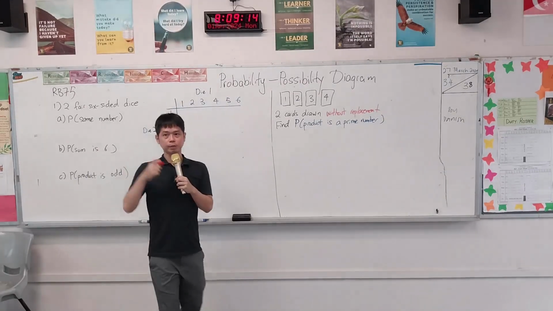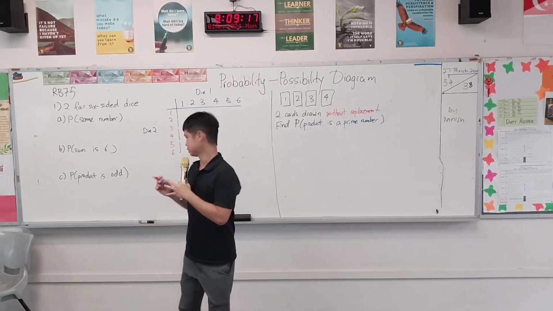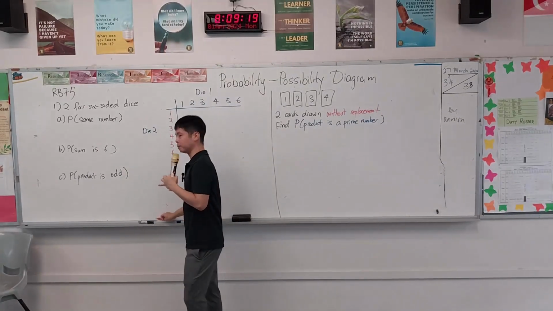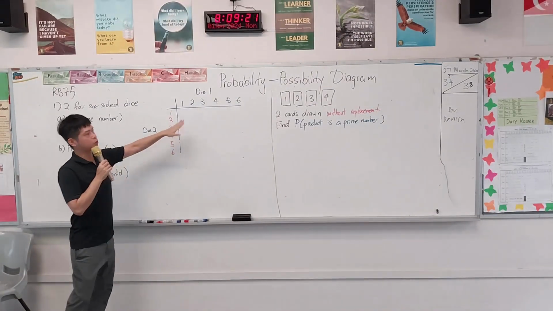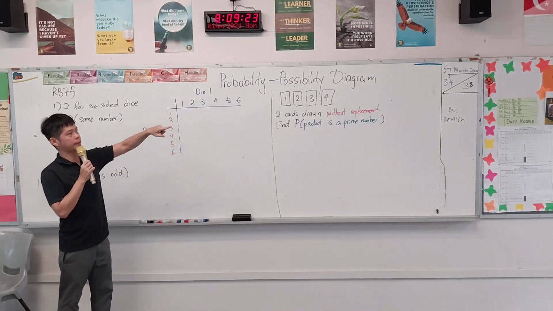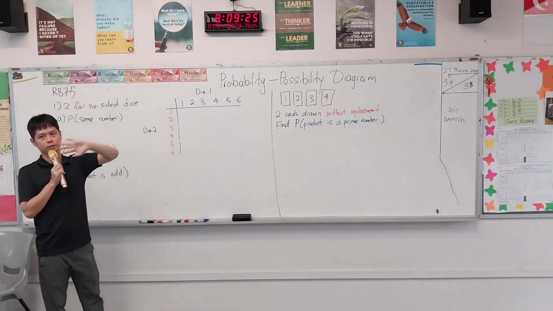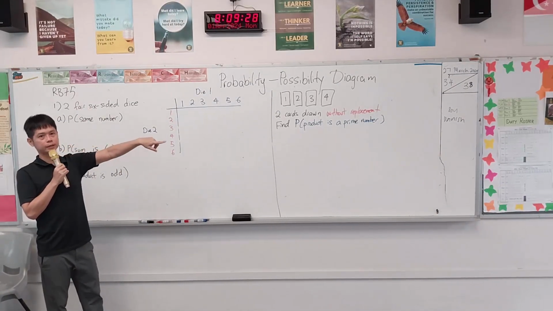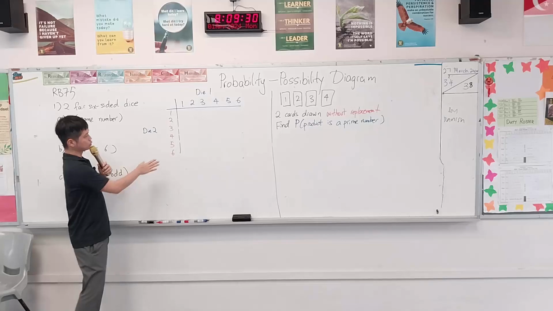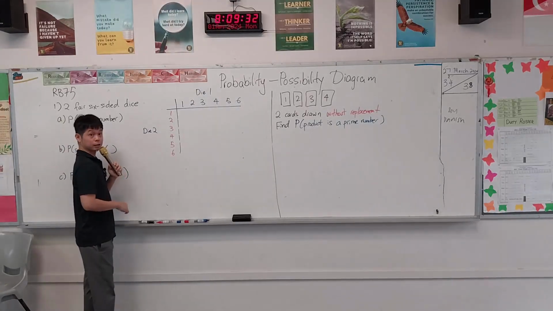Now the possibility diagram is basically to list out all the sample space, which is all the possible outcomes. So there are 3 ways to do it. I will show you through these 2 examples. Now the second example is not in your resource book. I designed the question to show you what I did. Okay, so the first way would be like this.